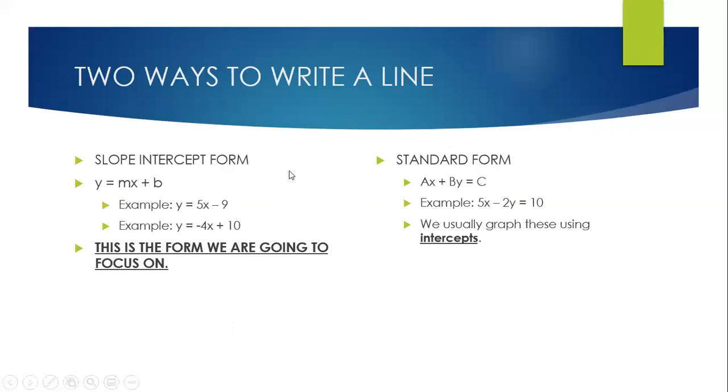All right. We got slope-intercept form. We got standard form. Y equals mx plus b. Let's see 2 examples. Example number 1, y equals 5x minus 9. Example number 2, y is equal to negative 4x plus 10. Those are our 2 examples.